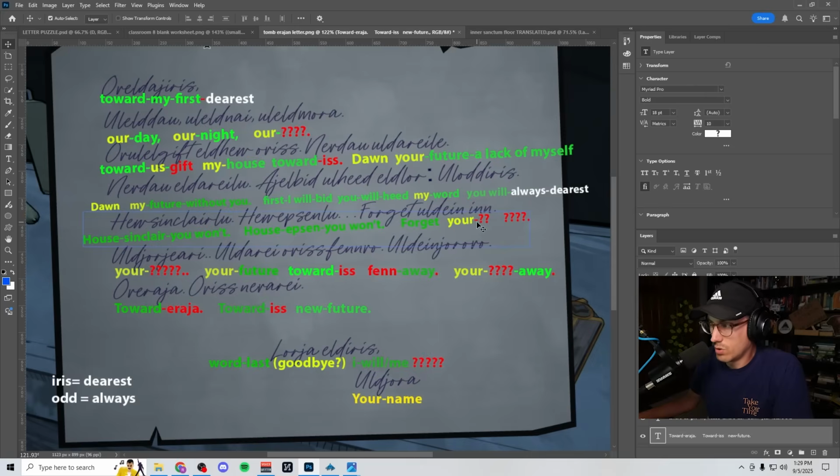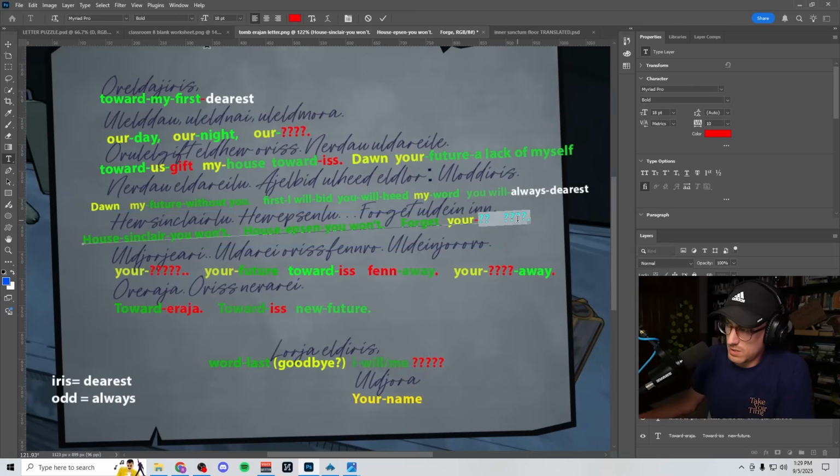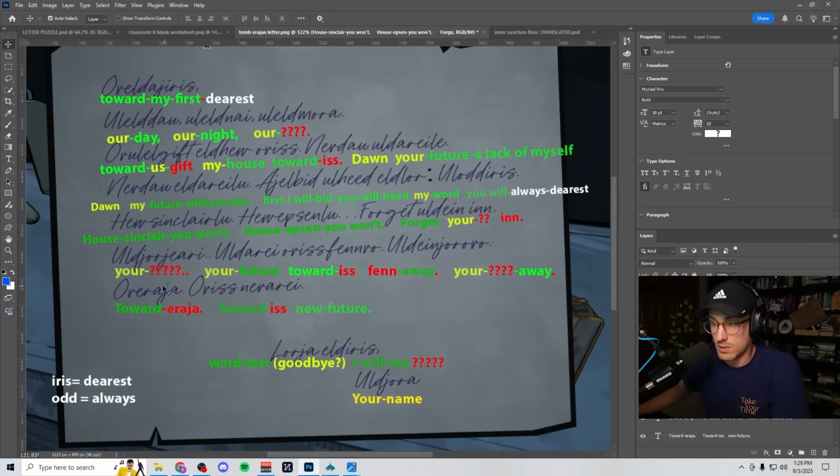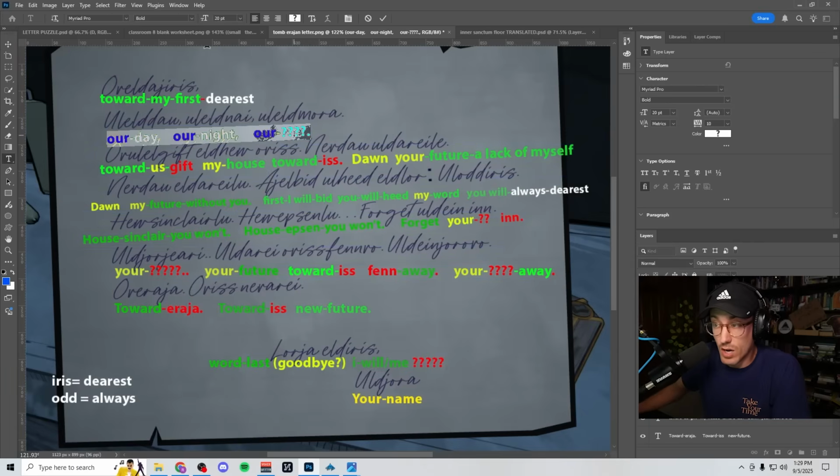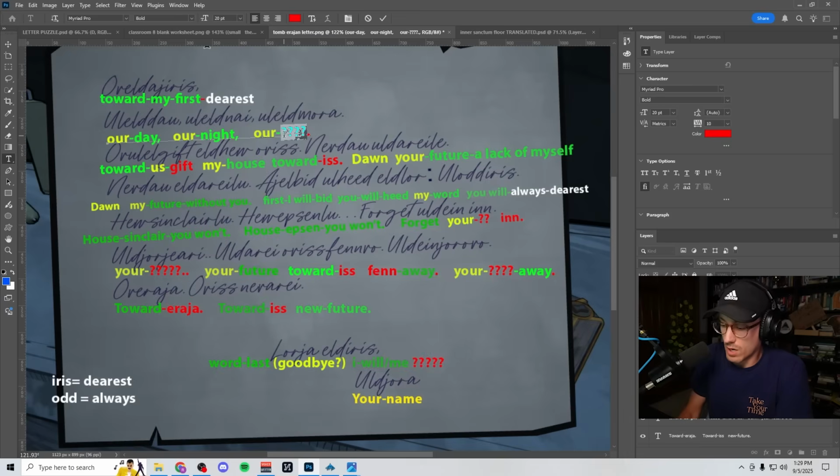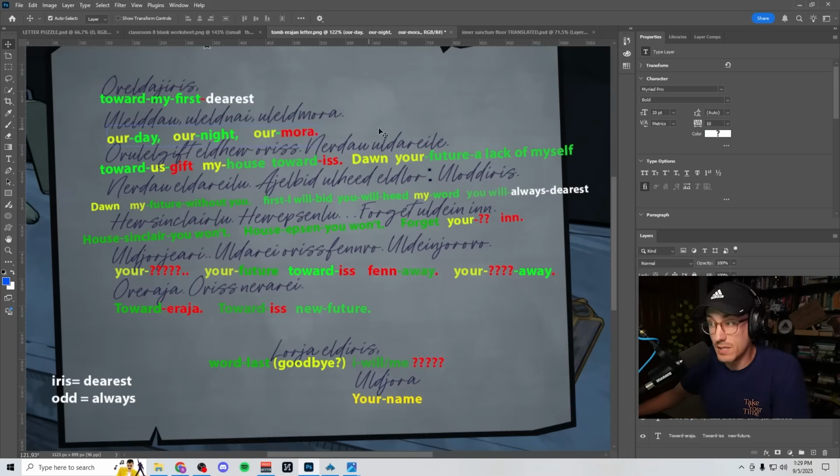Forget your something in. Forget the north? Towards the south and a new future. Towards Araja. Georgiri and Ainjoro. Gift. This one is Mora. This is our Mora. So we need to know what the name Mora means.